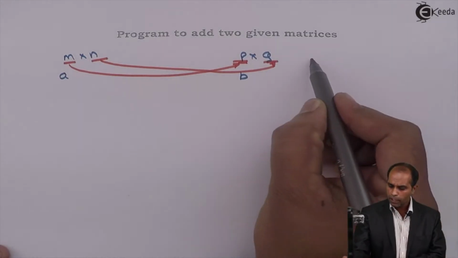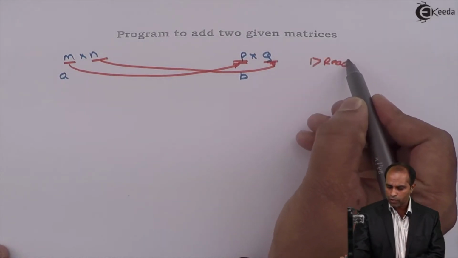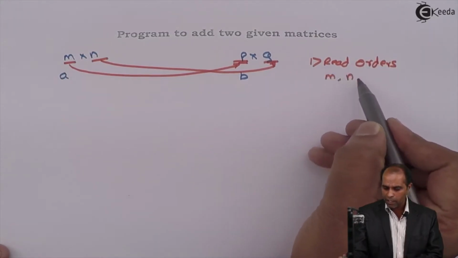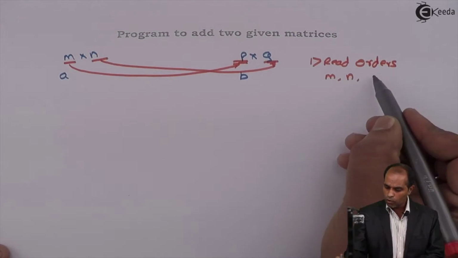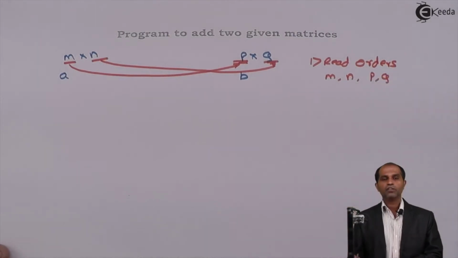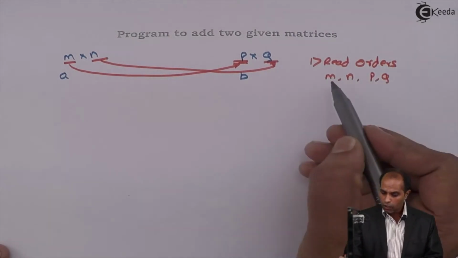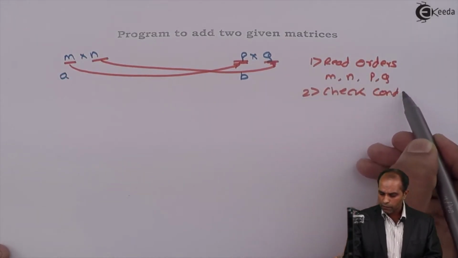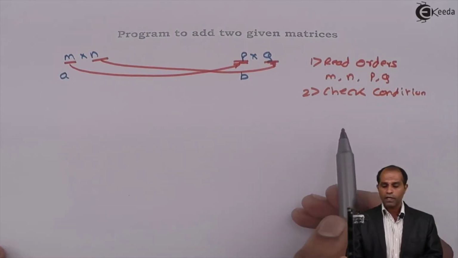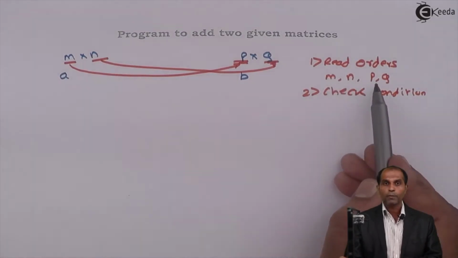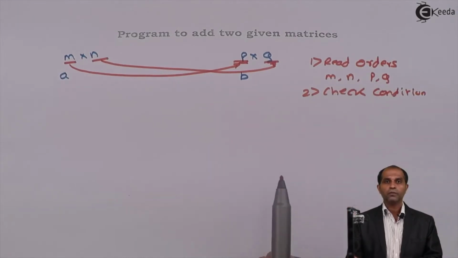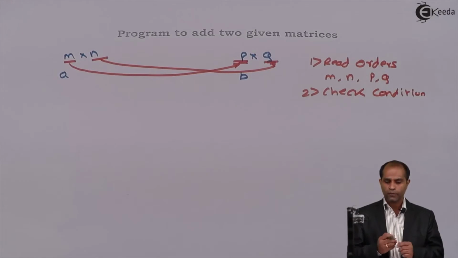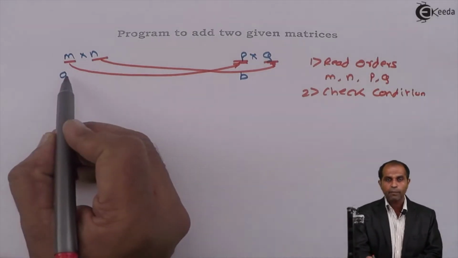So the first step is to read orders. What orders are you going to read? You're going to read the order of matrix A as m and n, and then you're going to read the order of matrix B as p and q. And then you're going to check the condition. What is the condition for checking? Here, the condition for the addition operation is m should be equal to p and n should be equal to q. If the matrices are addable, if the condition is satisfied, then go ahead and read matrix A.